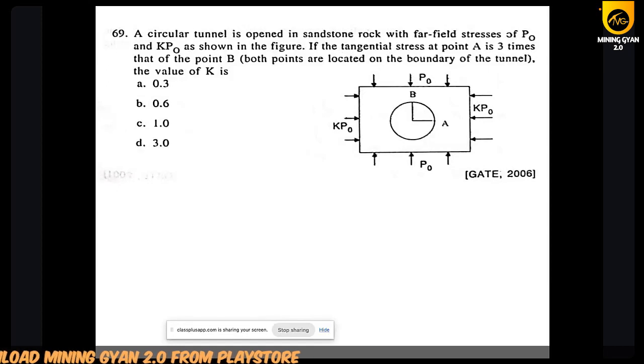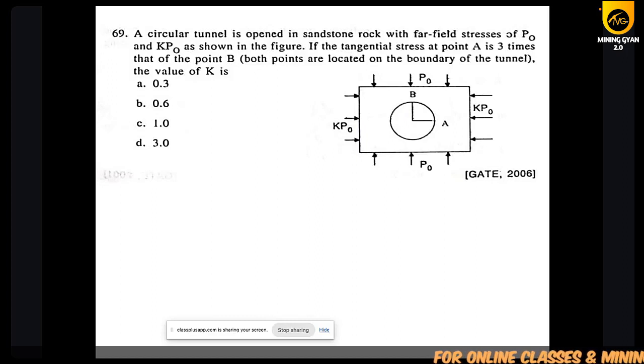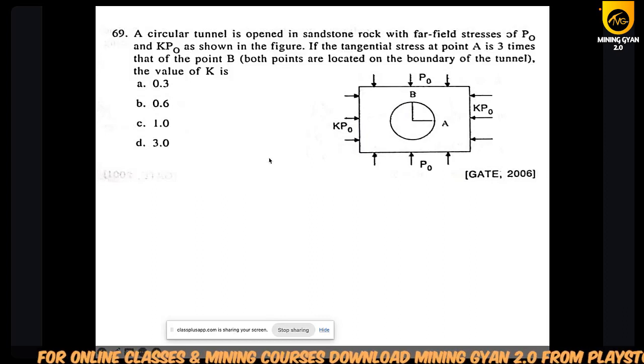So a circular tunnel is opened in sandstone rock with the far field stress of P naught and K P naught, as shown in the figure. If the tangential stress at point A is 3 times that of point B, then you have to find out the value of K. Everybody knows what K is, but now here you have to find out the K value. Okay, so how will you solve?